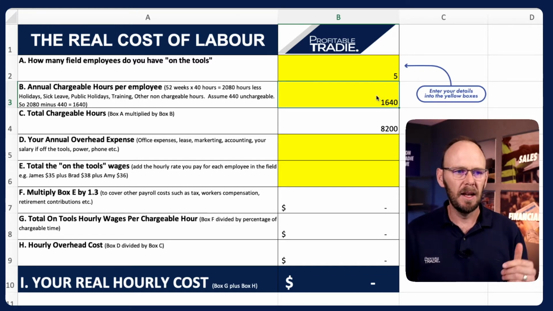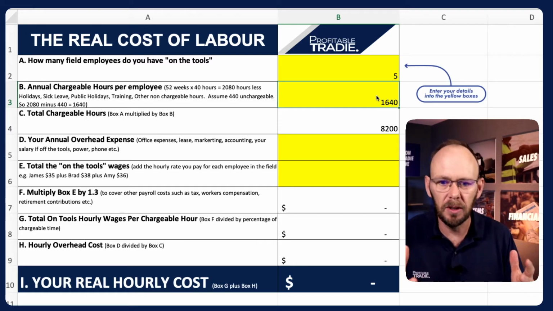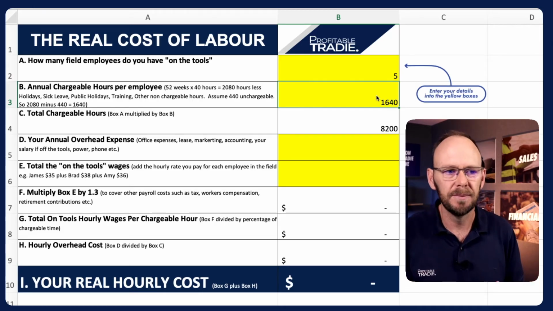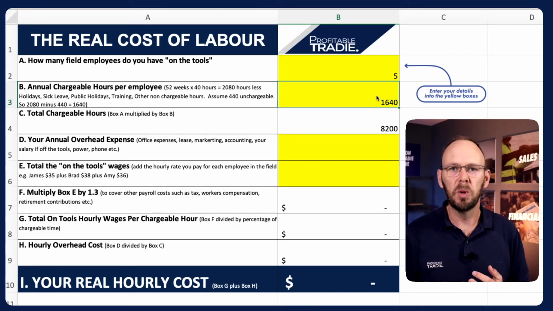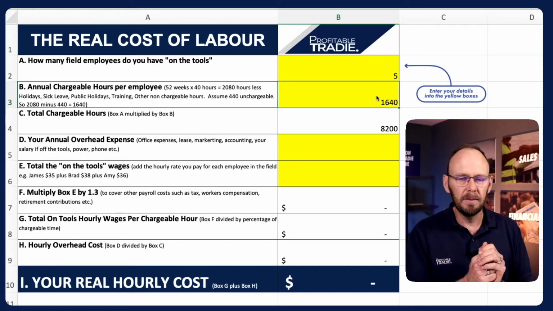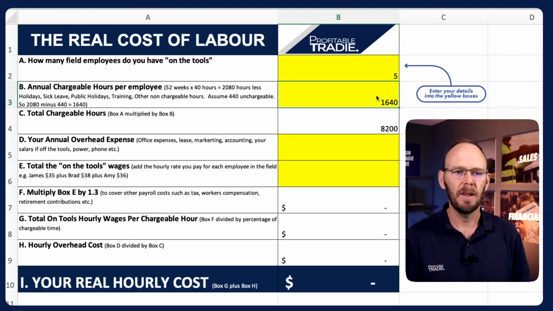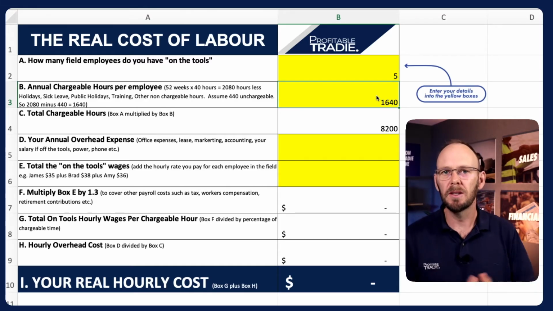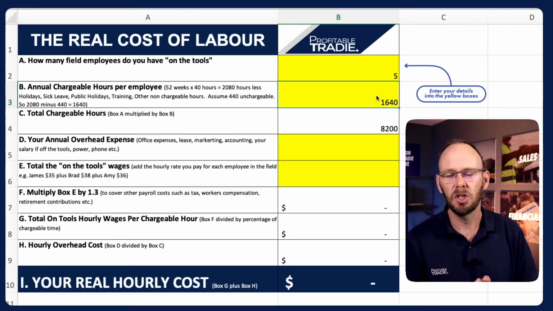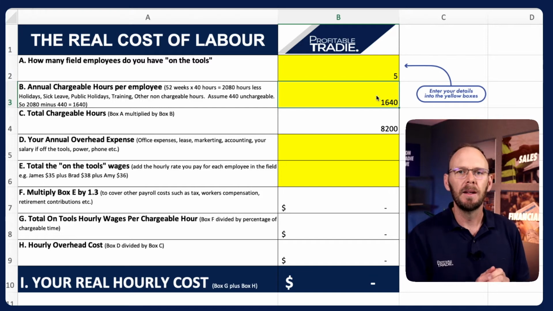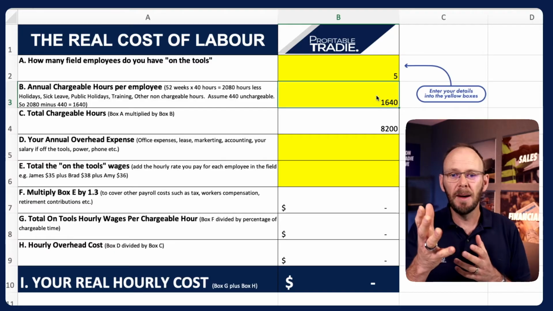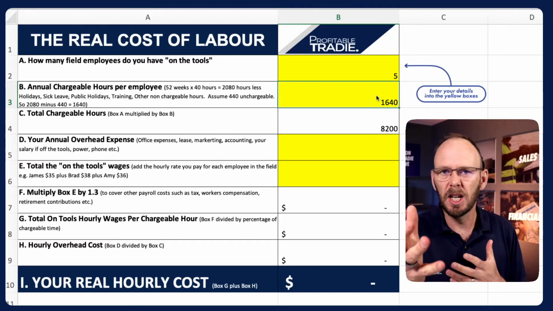Now this next field here, box B, is absolutely critical. Absolutely critical. This is your annual chargeable hours, okay, per employee. So this is really where the rubber meets the road. So as I said before, you've got 52 weeks a year at 40 hours. Total time you pay is 2,080 hours. Okay, but then we need to take off all the time that you can't charge. Now I've put a placeholder in there of 1,640 hours. In your setup, it might be a little bit more than that that's chargeable. Maybe it's a little bit less.